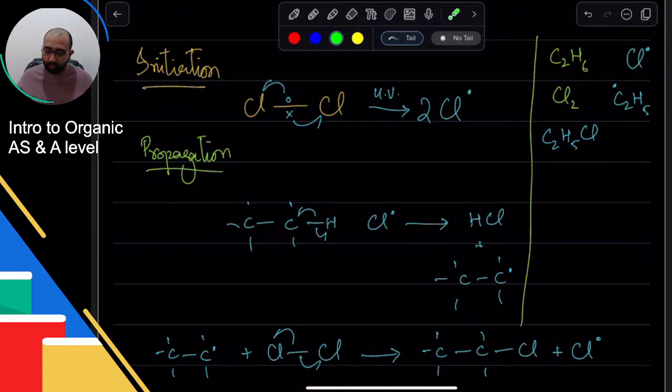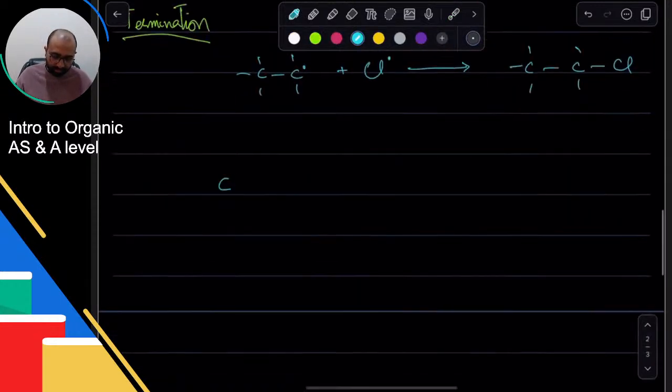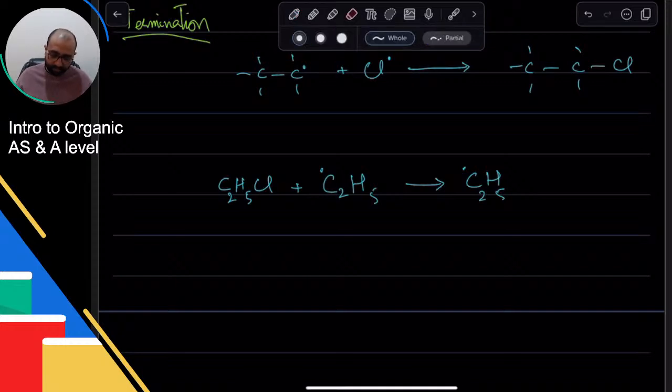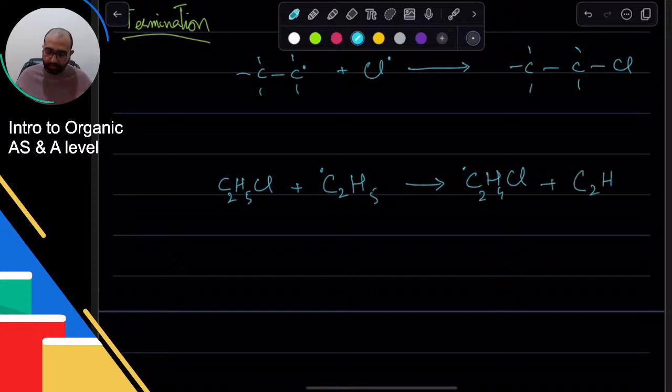Let's try one more. What if I had this one and I reacted it with this one? Possible है, बिल्कुल possible है. तो क्या होगा? ये वाला इससे हाइड्रोजन ले लेगा और आपको एक नया रेडिकल मिल जाएगा. Let me show you. We had C2H5Cl reacting with C2H5 radical. What will happen? It's going to create C2H4Cl radical, because एक हाइड्रोजन वो ले लेगा and C2H6 बन जाएगा हमारे पास.